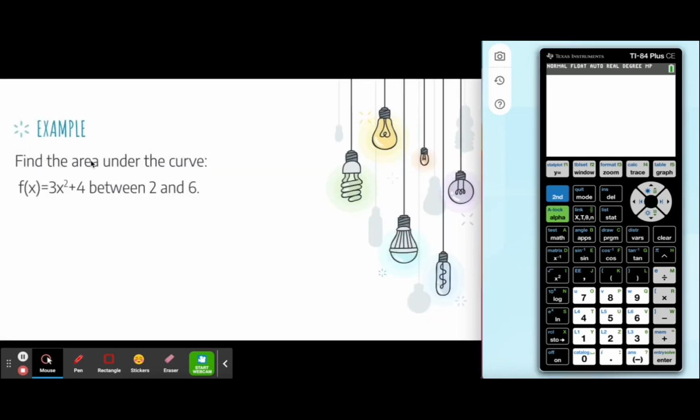Example 1. Find the area under the curve f of x is equal to 3x squared plus 4 between 2 and 6. So I'm going to use the first method, which is graphing. So what I'm going to do is graph my function. So I have 3x squared plus 4. And then I'm going to see what that looks like on my graph. On my graph, I see that I have my quadratic, right? It makes sense that it has a minimum point. So it's kind of a happy face because our a value is positive.